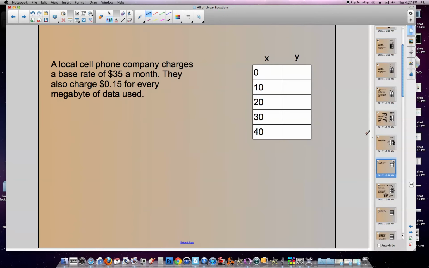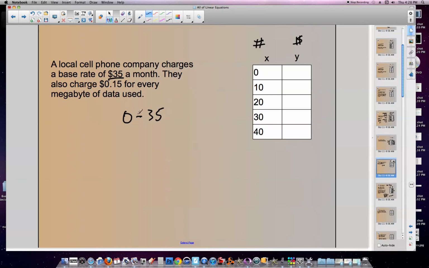Let's look at another problem. Let's say a cell phone company charges a base rate of $35 a month. They also charge 15 cents for every megabyte of data used. So we want to figure out what's my bill going to be, how much am I going to have to pay, based on the amount of usage that I use on my cell phone. So we say, okay, let's say that I didn't use any data, right? Well, I still have this base rate of $35, right? So I used no data, but I did have to pay $35, right? So that means that I am going to wind up having to pay.